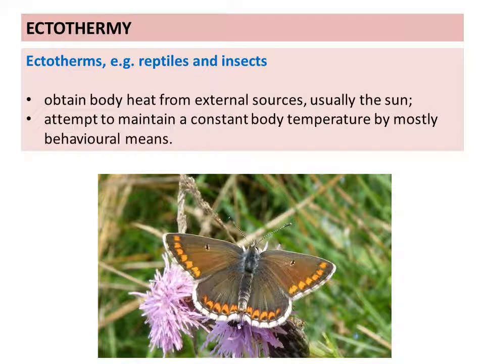Now, amongst these poikilotherms, we have this terminology of ectothermy. These are reptiles and insects. They will obtain all their heat from external sources, which is obviously most likely to be the sun, and they attempt to maintain their constant body temperature by behavioural means as well. So that comes back to what we were talking about in the previous slide. Although these animals really rely on their environment for their heat, they do assist the situation by doing things that will moderate their body temperature by either warming themselves up or cooling themselves down.